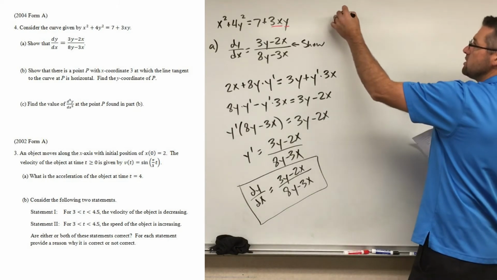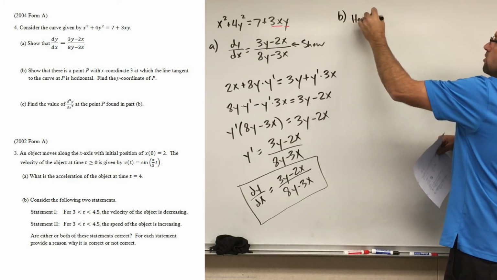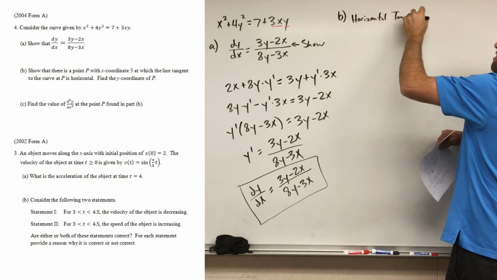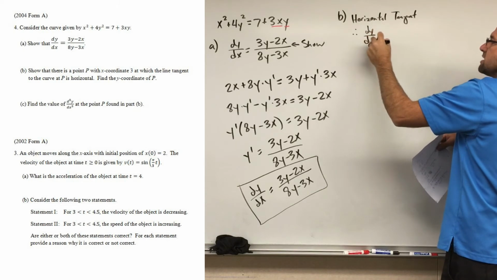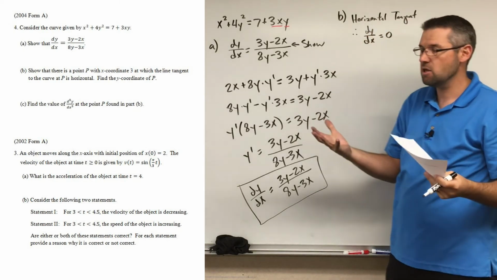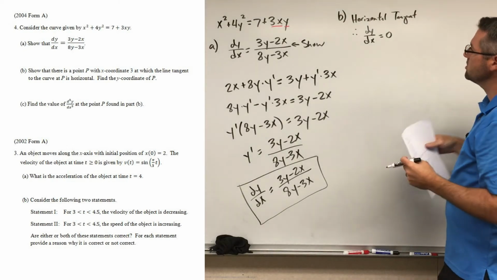So since I want the tangent line to be horizontal, that implies that dy/dx has to equal 0, because if we have a horizontal tangent line, that means we have a slope of 0. Horizontal tangent means that the slope is 0.